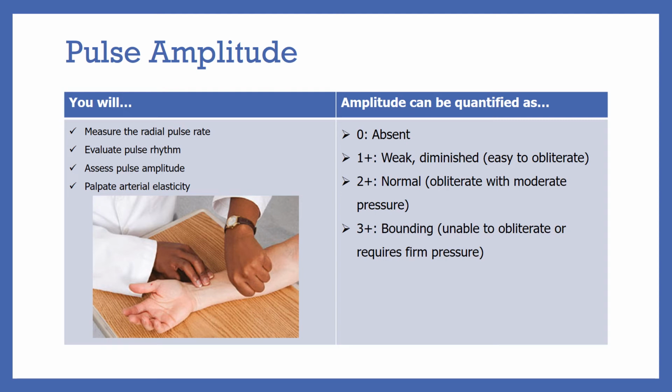Arterial elasticity feels straight, resilient, and springy. Abnormal arteries feel rigid and are typically seen in older adults. I want you guys to take a minute and now test and feel your own pulse. What does it measure in rate? What's the rhythm? What's the amplitude and elasticity?